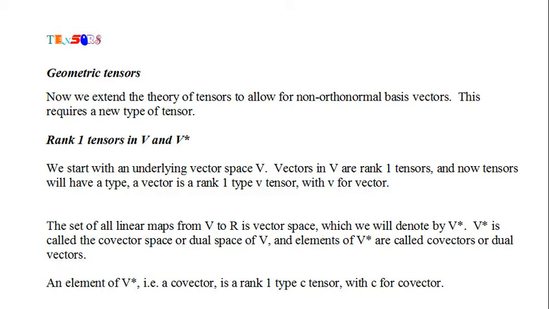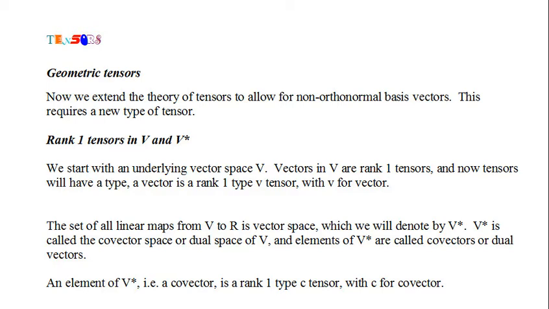The theory of engineering tensors presented in the previous video required that all bases for the underlying vector space be orthogonal. Now we will extend the theory to allow for non-orthogonal bases. As before, we start with a vector space V, and as before, vectors in V are rank 1 tensors. And now every tensor will have a type classification, and a vector is a type V for vector tensor.